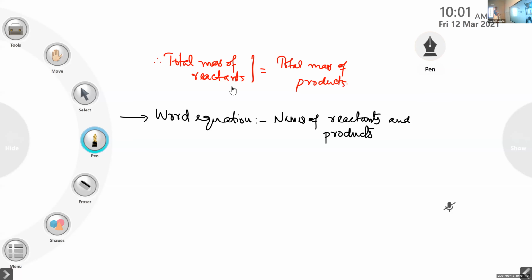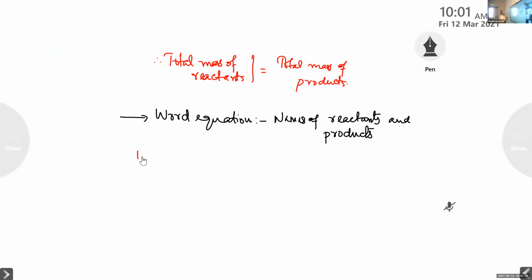There is a dazzling white light and a white powder of magnesium oxide. Magnesium oxide is the product. And which are the reactants? The reactants are magnesium and oxygen. That is, magnesium combines with oxygen. So the word equation is like this: magnesium plus oxygen giving the product. The product is magnesium oxide.